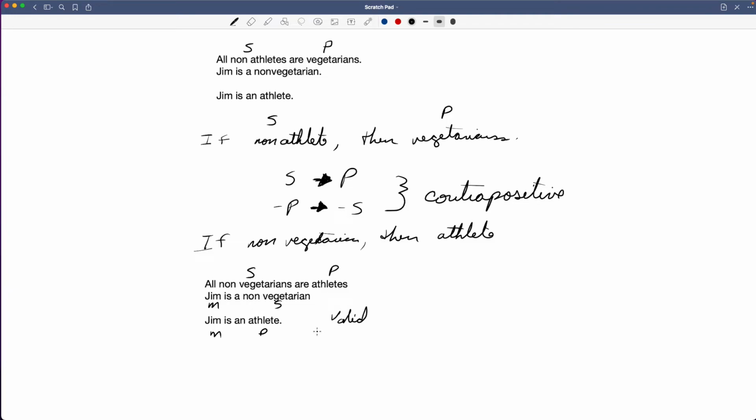But if you follow this pattern and you're able to create a contrapositive that follows, if all you change is the contrapositive, it is always true. And by true, we mean that it says the same thing as the original major premise. If all non-athletes are vegetarians, then all non-vegetarians are athletes. It says the same thing. It is a true statement, right?